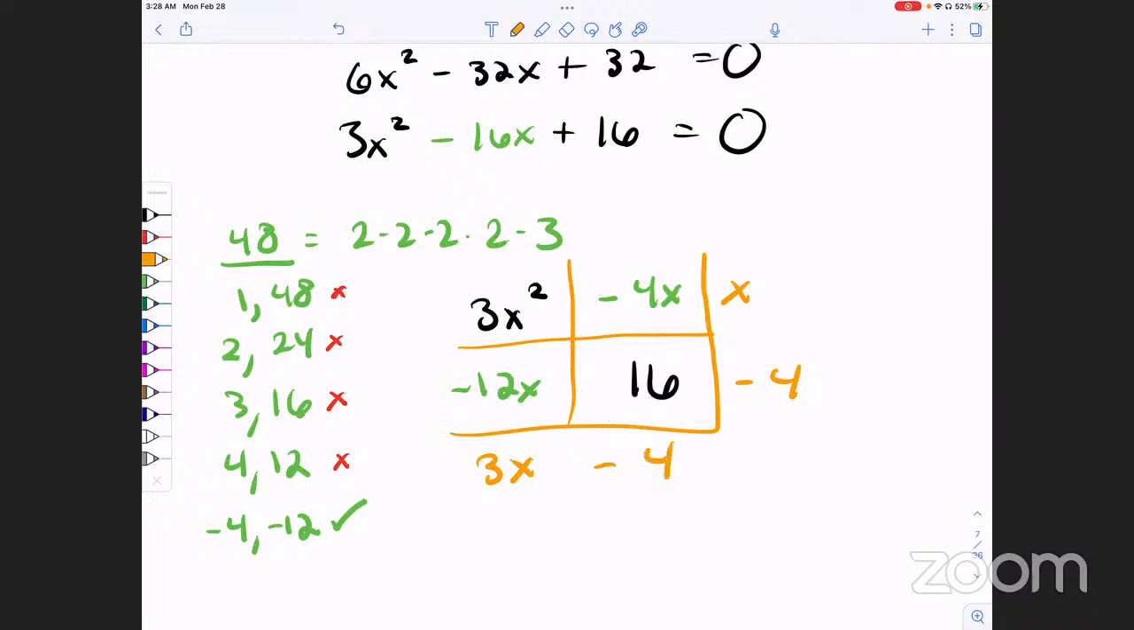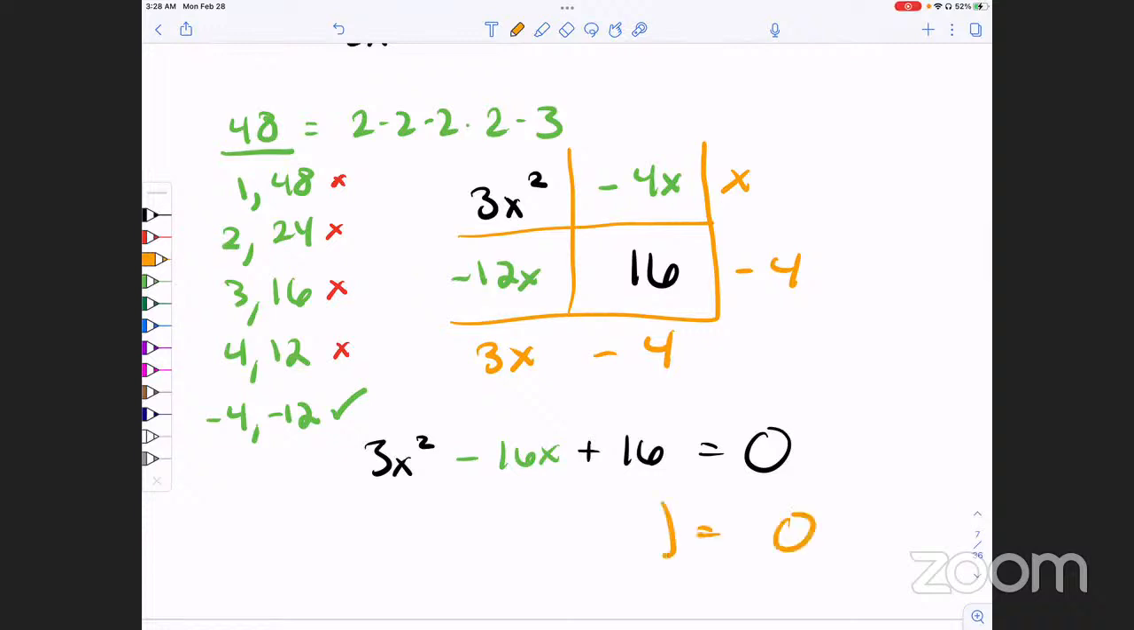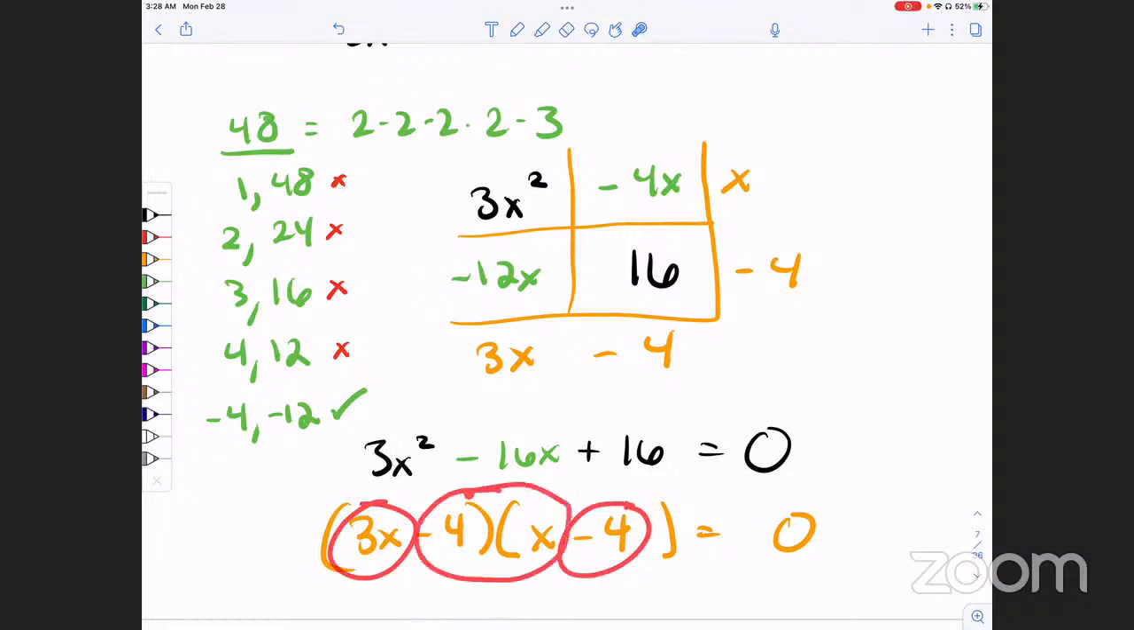So then our claim, let's start back here. This factors into 3x minus 4 and x minus 4. We just want to FOIL really quickly to check and make sure that it works properly. First times first gives us our 3x squared. Outer times the outer is negative 12x, minus 4x is negative 16x. So those check out. And then negative 4 times negative 4 is a positive 16.